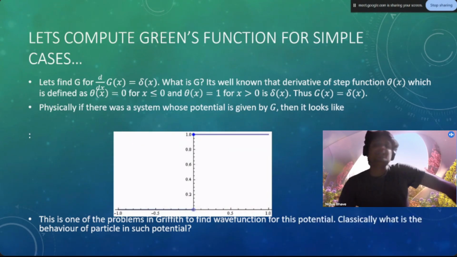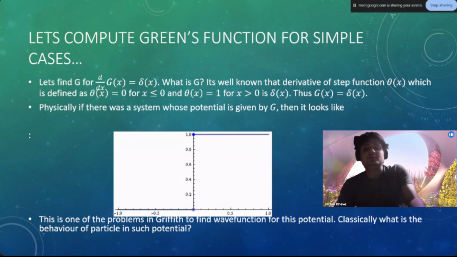So the Green's function is what? It's just the step function. Now, if you remember Griffiths, there is a problem of finding the wave function for this potential. I think it's a scattering problem. So you can basically extract the physics out of it by solving for the wave function for this potential. But classically also you can think about this problem.